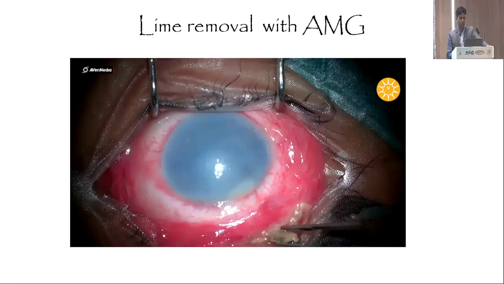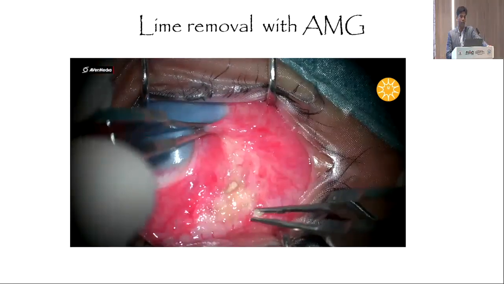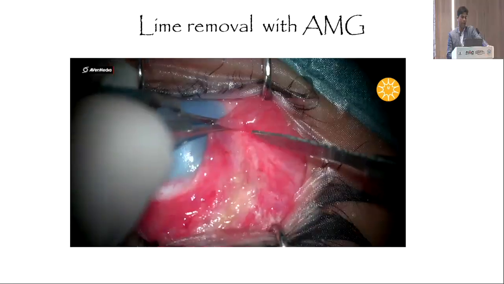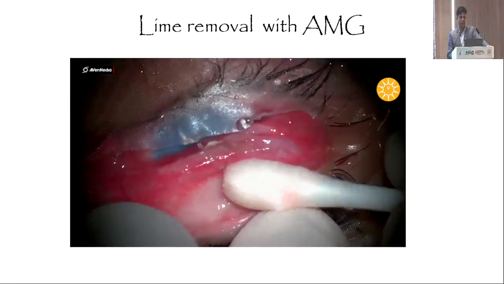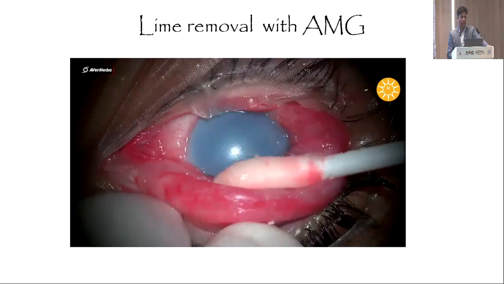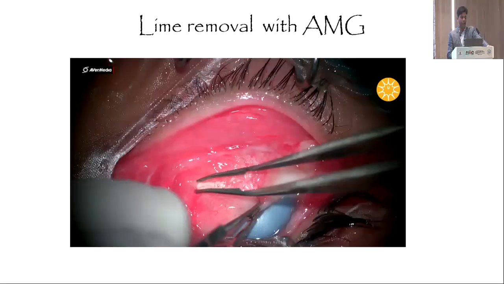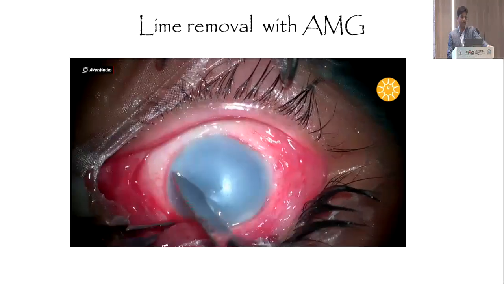So here I am showing a video where you can see the superior fornix is studded with lime, and we should remove all the lime. Here I am scraping it using a number 15 blade, retracting the lid and removing all the lime from the superior fornix as well as the inferior fornix.